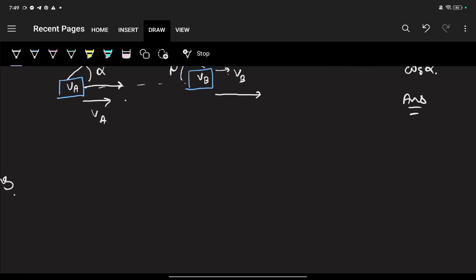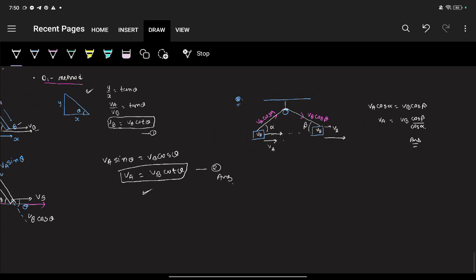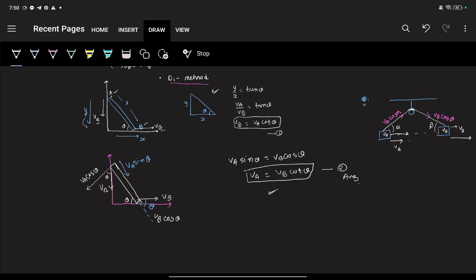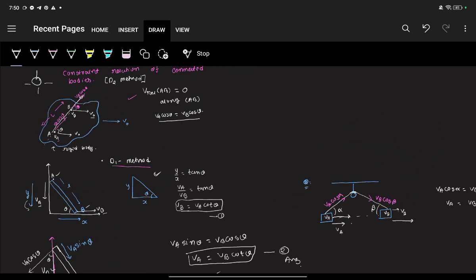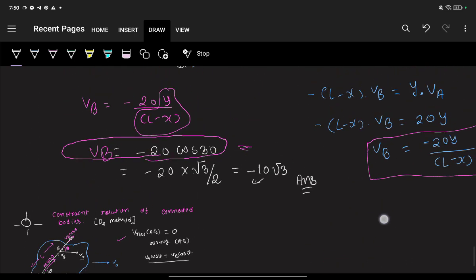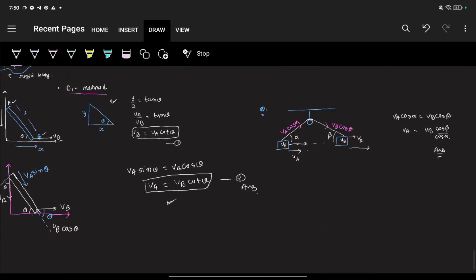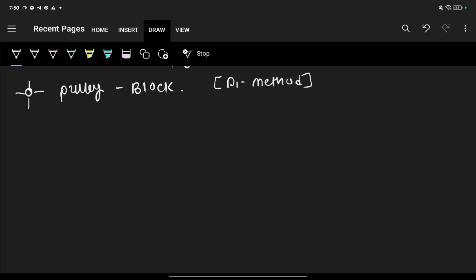So this was the approach for connected bodies, okay. So I think now you have learned everything about how to proceed for connected bodies, the constraint relation, how to find the constraint relation. Yes or no? Very good. Now let's talk about pulley and block system, okay. How to solve pulley questions. Let's call it the D1 method, okay, for simplicity, because there are three or four methods.